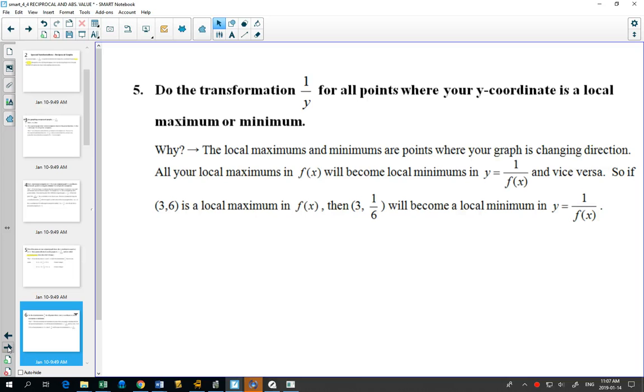Key points are where your original graph is a maximum or a minimum. So if you have a maximum in your original graph, when you do 1 over it, it will become a minimum.